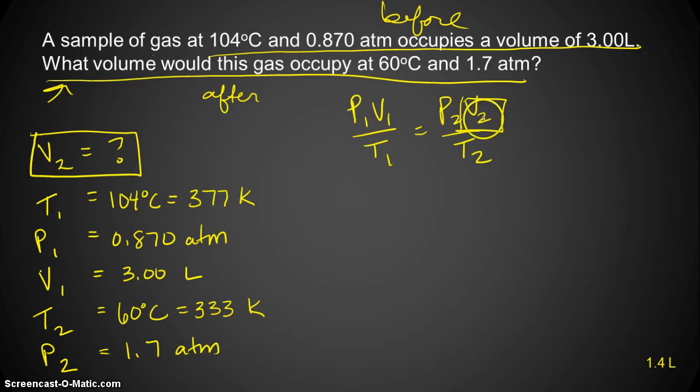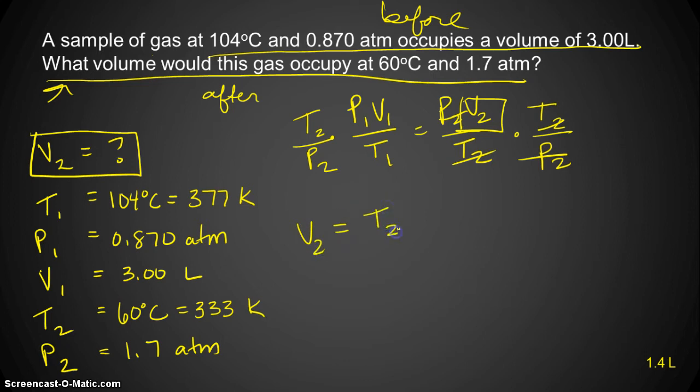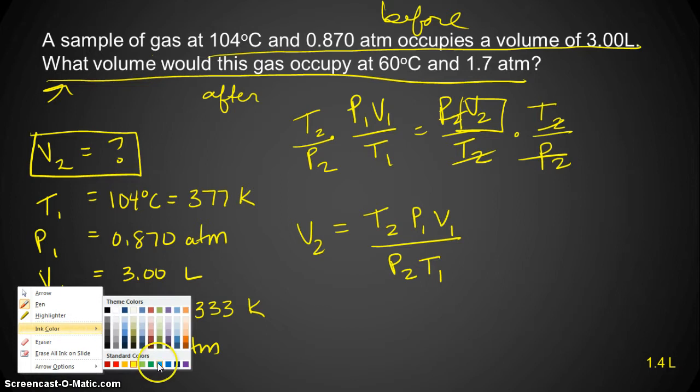To solve this for V2, I'm going to multiply both sides by T2 over P2 so that the P2 and the T2 will cancel, giving me V2 all by itself. But if I do it to that side, I've got to do it to this side. So I end up that V2 is equal to T2 times P1 times V1 over P2 times T1. Once again, I'm going to show you what happens with the units.